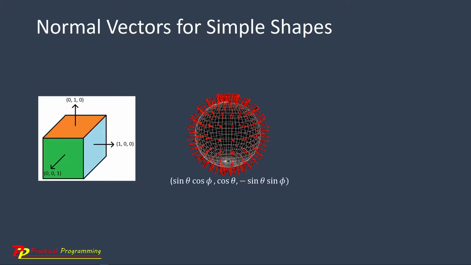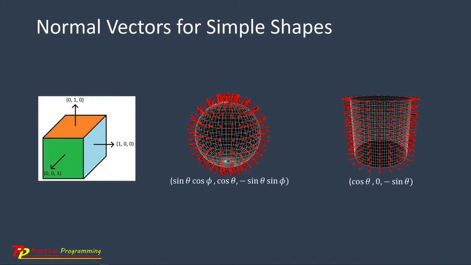In the spherical coordinate system, it can be written in this form: the x component is sine theta cosine phi, the y component is cosine theta, and the z component is minus sine theta sine phi. For a cylinder, we can divide the surface into three parts: the top face, the bottom face, and a round tube. The normals for the top and bottom faces are very simple. For the top it is (0, 1, 0), and for the bottom it is (0, -1, 0).